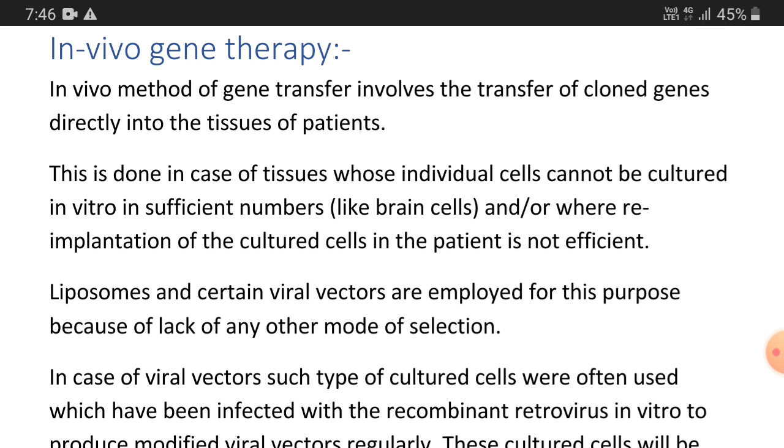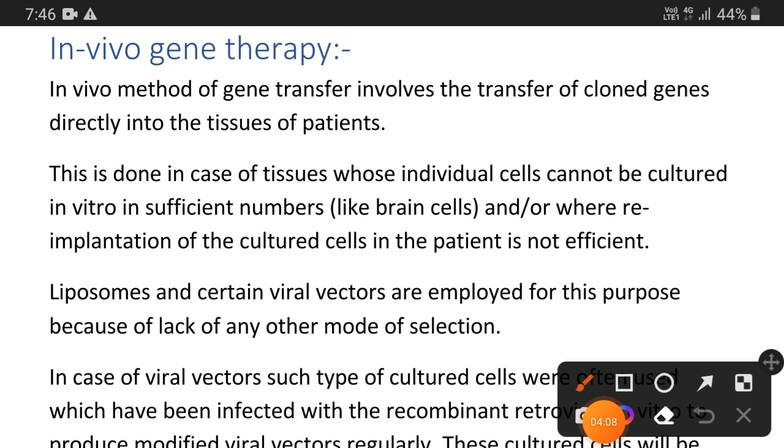Because in ex vivo gene therapy, as we are doing this totally in a culture medium, we don't have to bother about the gene delivery method too much, because we can choose any kind of gene delivery method for transferring the transgene or therapeutic gene. But in in vivo gene therapy, as we are concerned with transferring the therapeutic gene to the inner part of the tissue, it is very important to talk about the gene delivery method.